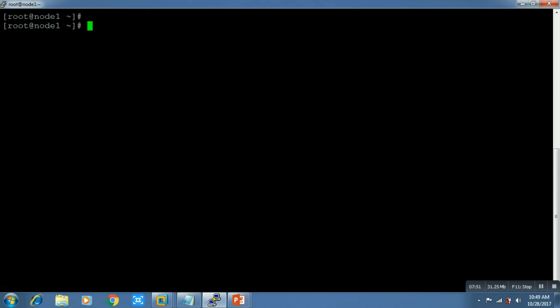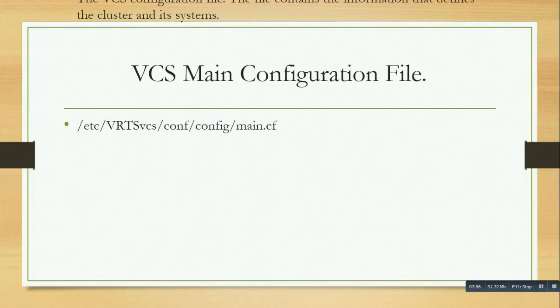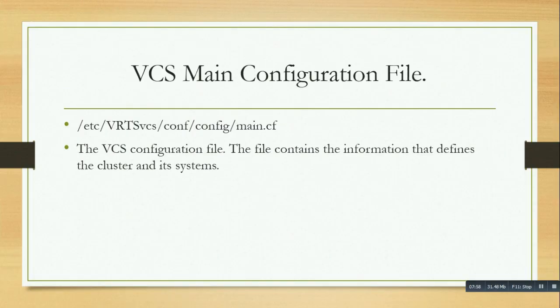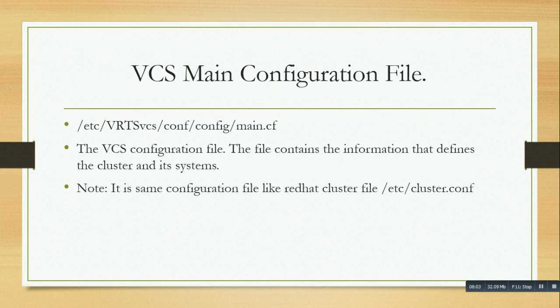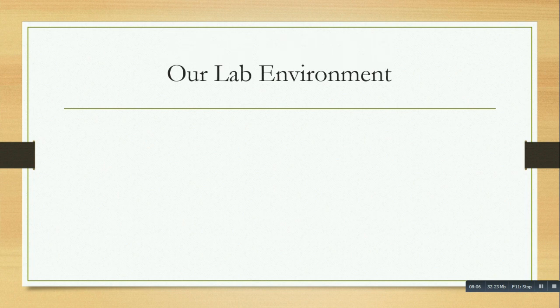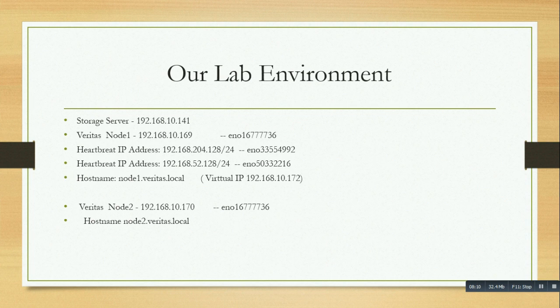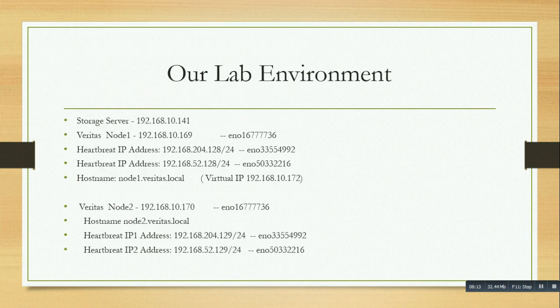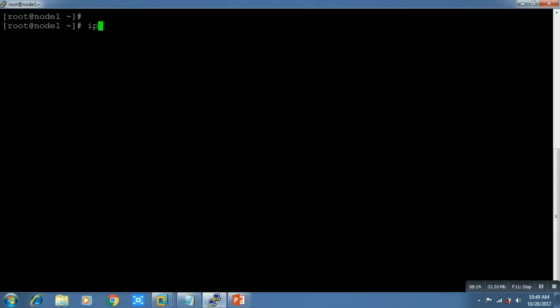The VCS configuration file contains the information that defines the cluster and its systems. It is the same kind of configuration file as in a Red Hat cluster. Okay. In our lab environment, this is my storage server. This is my Veritas node 2. My storage lab environment is the same as in my previous video. Okay. So you can see my storage server, Veritas node 1, the heartbeat IP address and hostname, and my virtual IP address. Okay. Now this is my node 1. As you can see the hostname also, and my virtual IP address is here. You can see that also.